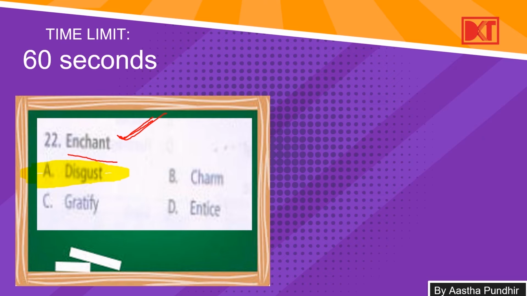And disgust is the exact opposite, which means something that looks gross. Remember we read about the word gross, something that looks gross, you don't like it, and you could say it disgusts me. Okay, it's a very strong word. And the other ones, charm, gratify, entice, these could be said as synonyms of enchant. All right.